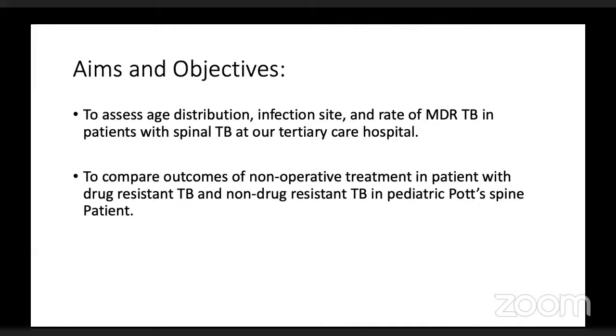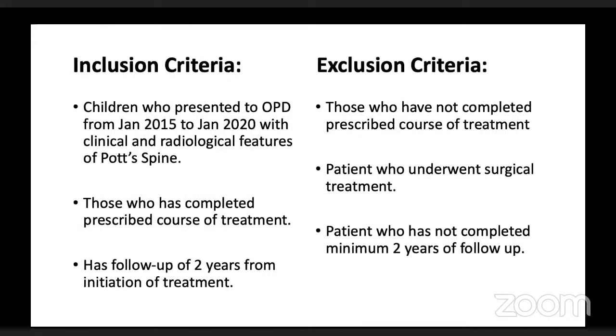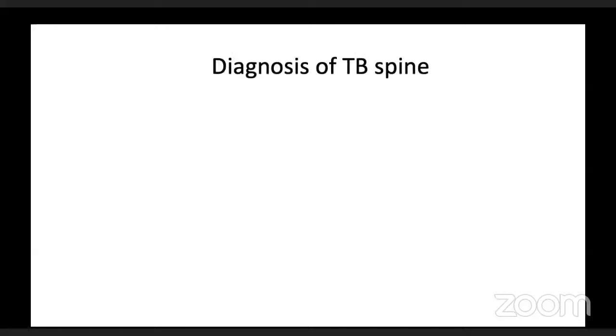The aim and objective of this study is to compare non-operative treatment in patients with drug-resistant tuberculosis and non-drug-resistant tuberculosis in pediatric Pott spine. Inclusion criteria are children who presented to OPD with clinical and radiological features of Pott spine, who completed the prescribed course of treatment, and had a minimum of 2 years of follow-up.